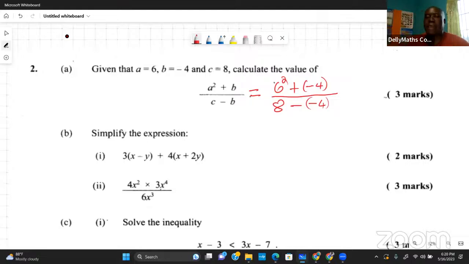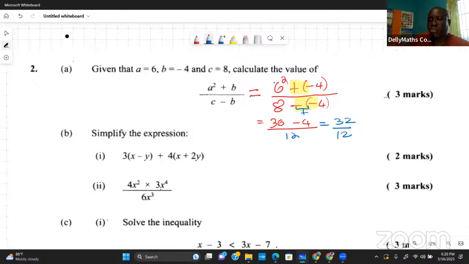A lot of times people just put down one thing here without carefully analyzing what they're doing. So what we want to do at this point is work out 6 times 6, 36, plus a negative. When those two signs clash, it's going to come out as a negative 4, over, and when these two negatives clash, it's going to come out as a positive, so that's going to be over 12. So we're talking about 32 over 12.